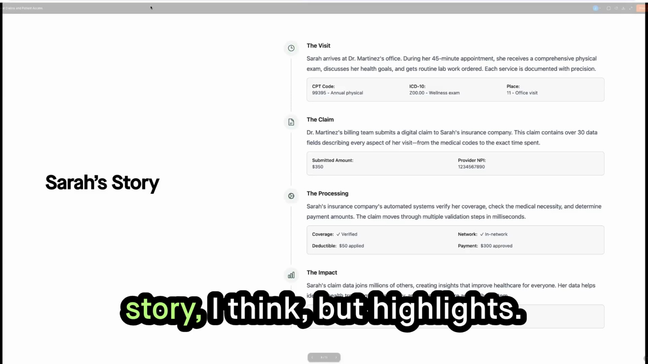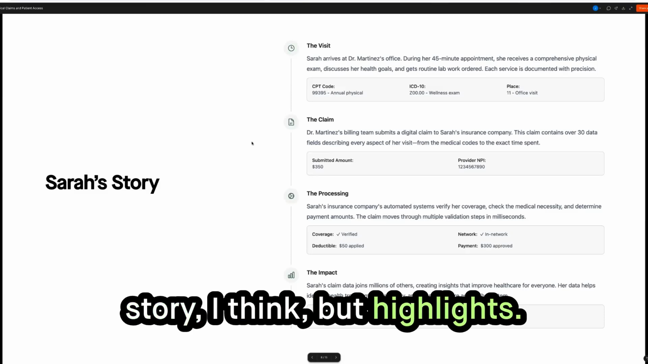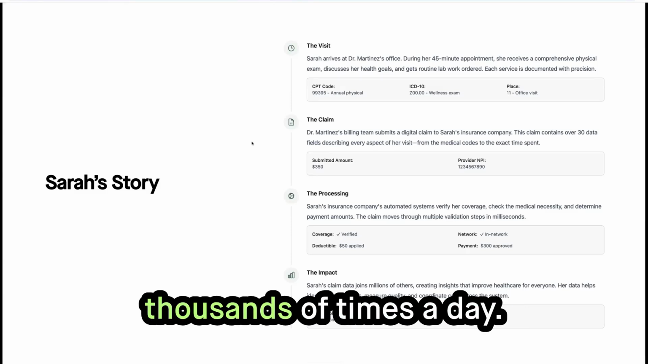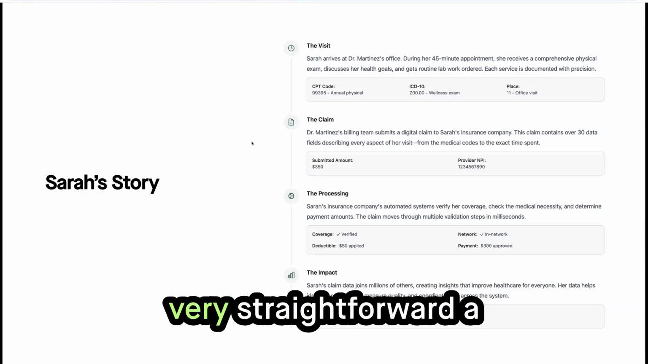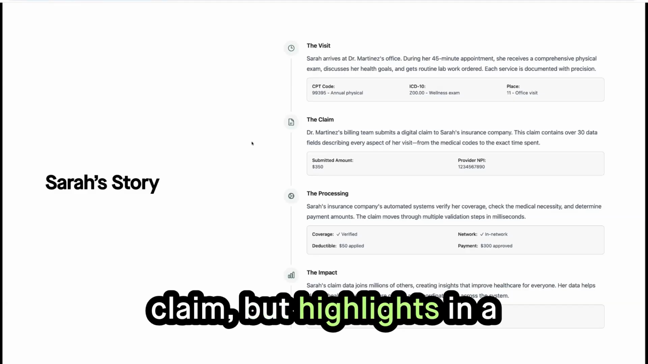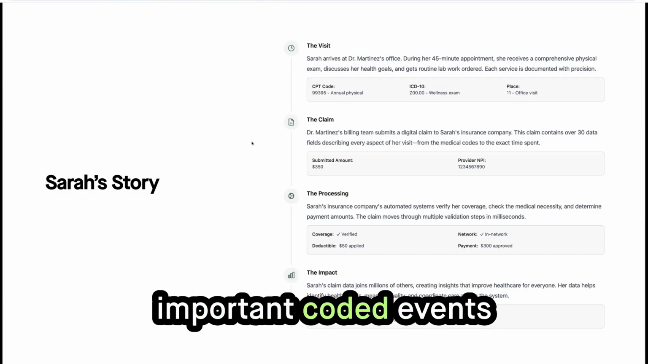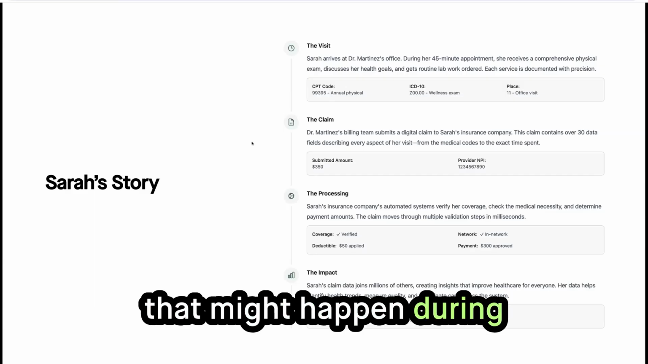A pretty straightforward story, I think, but it highlights that this happens hundreds of thousands of times a day. There's a physical exam, but this is a very straightforward claim, and it highlights, in the sense of a timeline, the important coded events that might happen during the course of a claim.